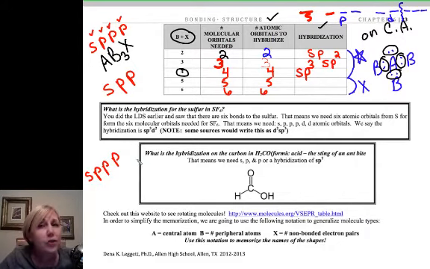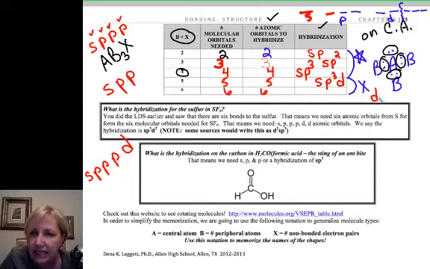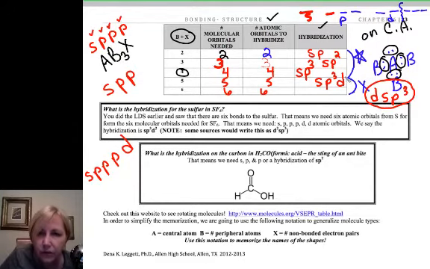Okay, to do 5, I need an S, a P, a P, a P. I'm out of P's. There's only 3 p orbitals available, so I've got to move into the D. So this would be called sp3d hybridized. You might see dsp3. Okay, this is in order of energy level, and this is in order of energy value.